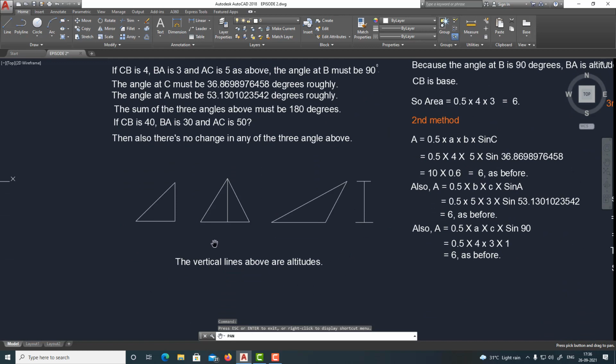Now, there is one important point here. The altitude of a triangle. Here this vertical line is the altitude of this triangle.